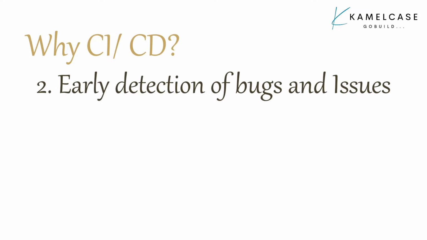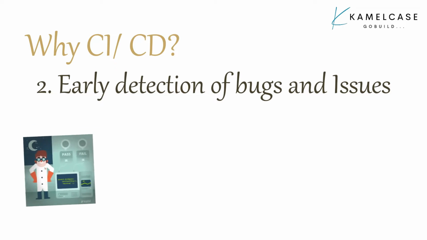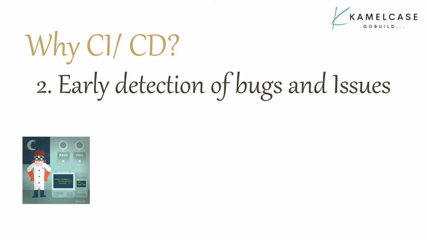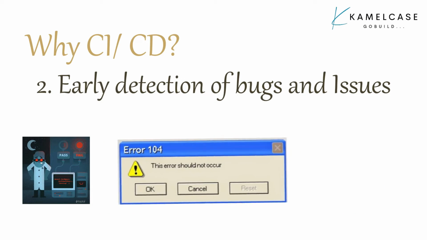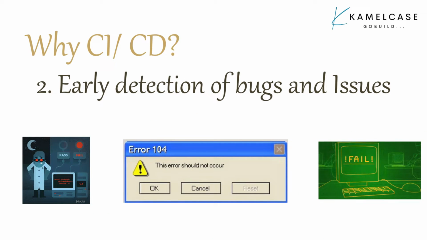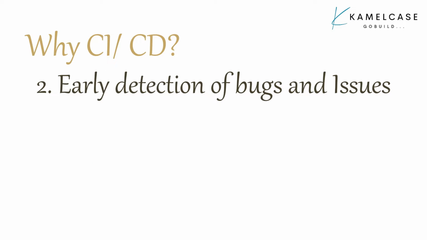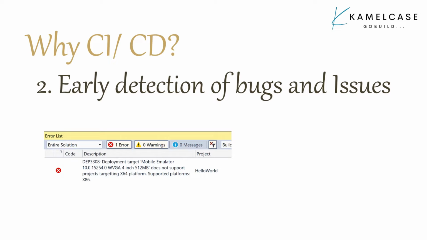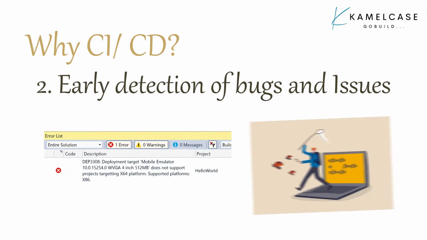Early detection of bugs and issues. With CI/CD, code is continuously integrated and tested. This means that bugs, errors, and compatibility issues are identified much earlier in the development process. This reduces the likelihood of major issues arising during deployment and minimizes the time and effort required for debugging.